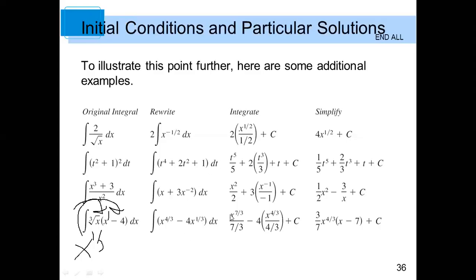Then in each case, you add 1 to the exponent, divide by the new exponent. And here what they did was they simplified and factored out a factor of x to the 4/3. You didn't have to do that. You could have left it as 3/7 x to the 7/3 minus 3x to the 4/3. Okay, that's what you get there, plus c.